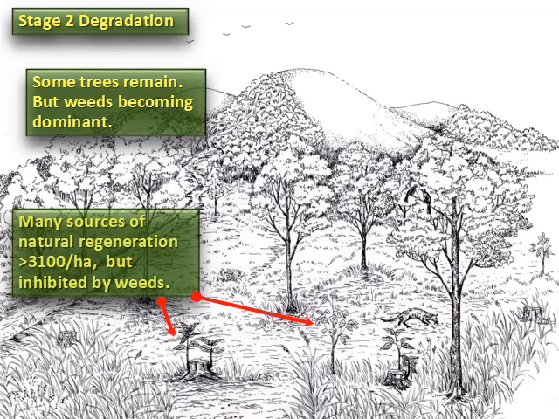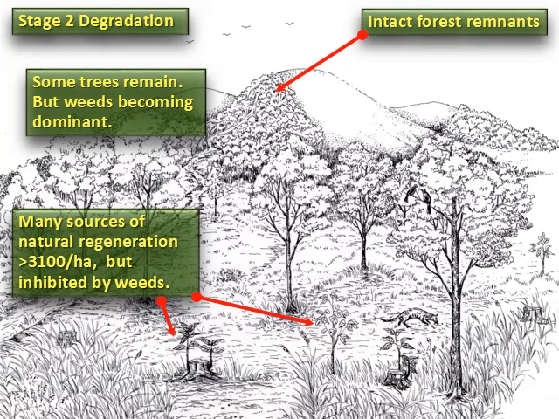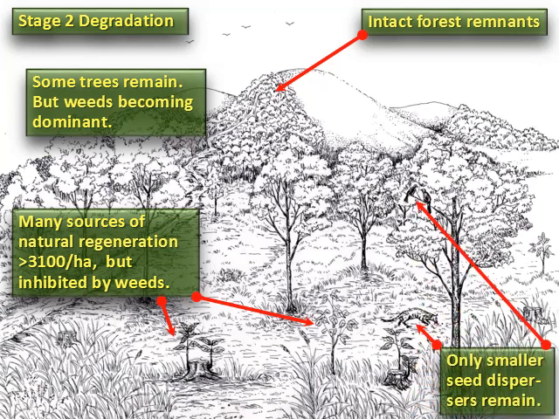Now we have many sources of natural regeneration. The number that we're looking for is 3,100 per hectare. So there's enough natural regeneration out there, but the problem is that this is now being inhibited in its growth, and the survival is being reduced by the growth of the herbaceous weeds. Intact forest remains within seed dispersal distance of the site. We've lost our elephant, but there's still the smaller seed dispersers on the site. The civet is still there and the bulbuls are still there.